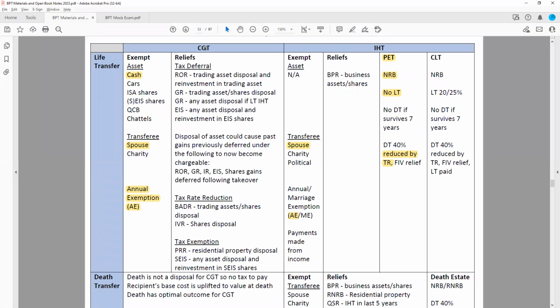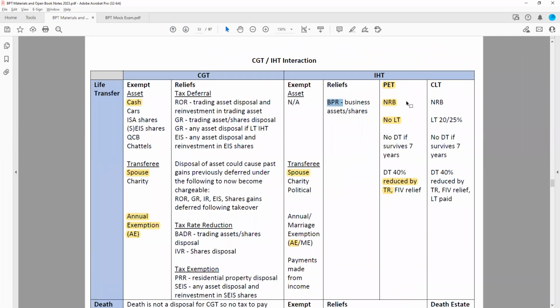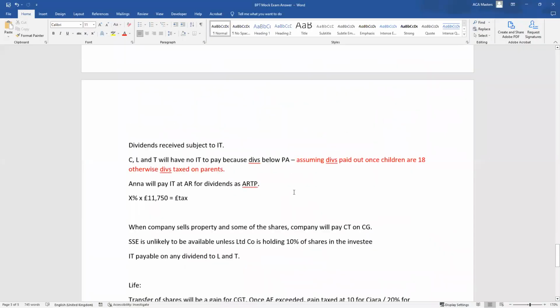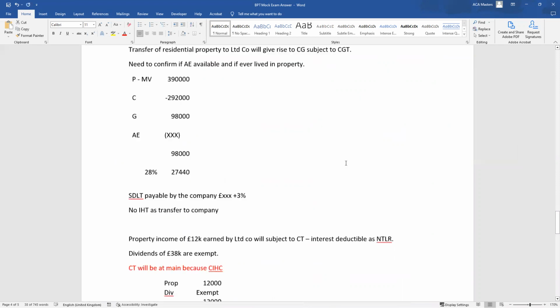If they transfer them in life for IHT, again, there's no exemption there. They're not going to get business property relief because it's not a trading business. BPR has to be a trading business, like with all of these reliefs, such as business asset disposal relief for trading businesses. But again, it'll be a PET, and it's going to be the same as the points we've made above.